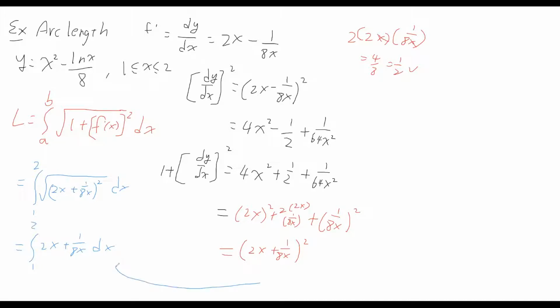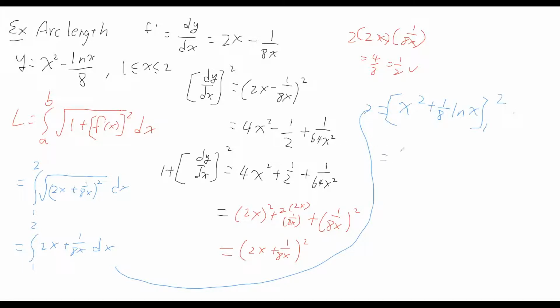Let me move to this side. I have a little more space here. So integrate that. That gives us x squared plus 1 over 8 ln x, right? That looks good. Okay, and then we are evaluating this from 1 to 2.